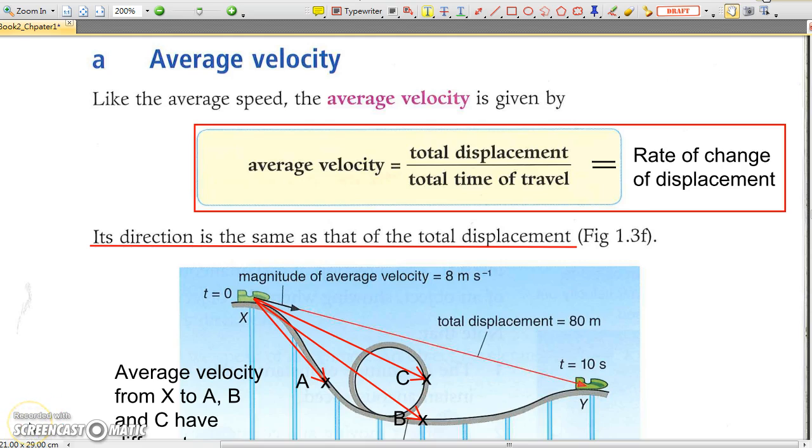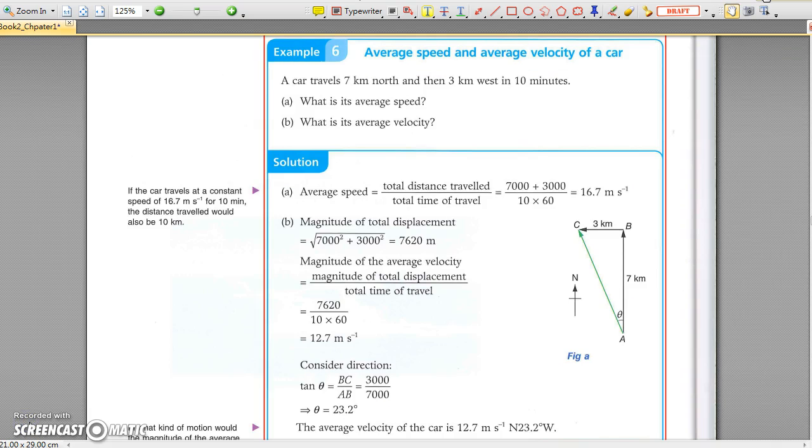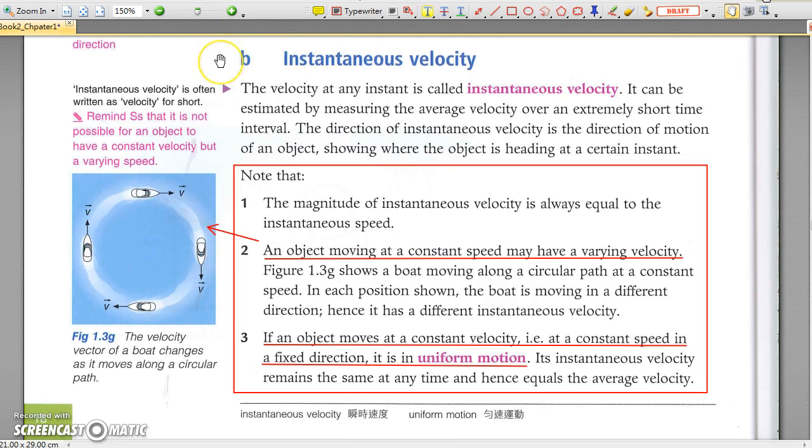The roller coaster example shown below illustrates the idea. In this case, the average velocity from X to A, to B, to C, or to Y have different directions, as shown by the red arrows. Example 6 is another situation to show that the average velocity and average speed are not necessarily the same in magnitude. B. Instantaneous velocity. The velocity at any specific time is the instantaneous velocity at a particular instant.